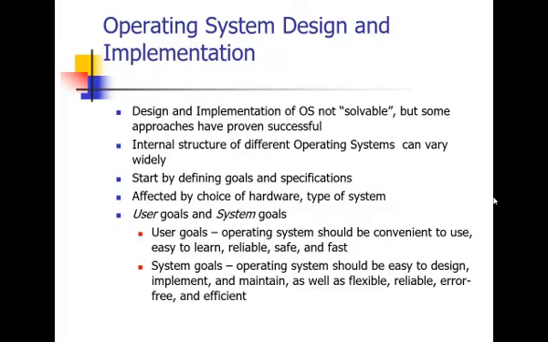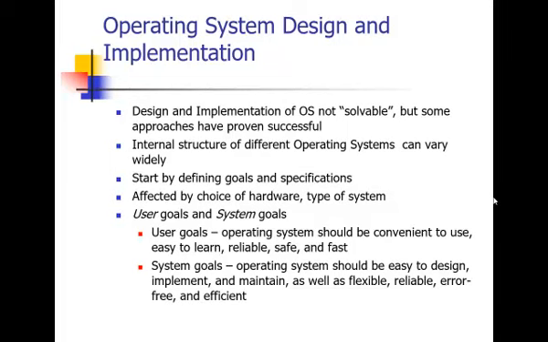So it's important to design the operating system properly to give certain facilities for both parties, that is for the users as well as for the system. From the user's point of view, the operating system should be convenient, easy to learn, reliable, safe and secure, and also it should be fast. We have to give quick responses. Those are the user goals, and the system goals are different.